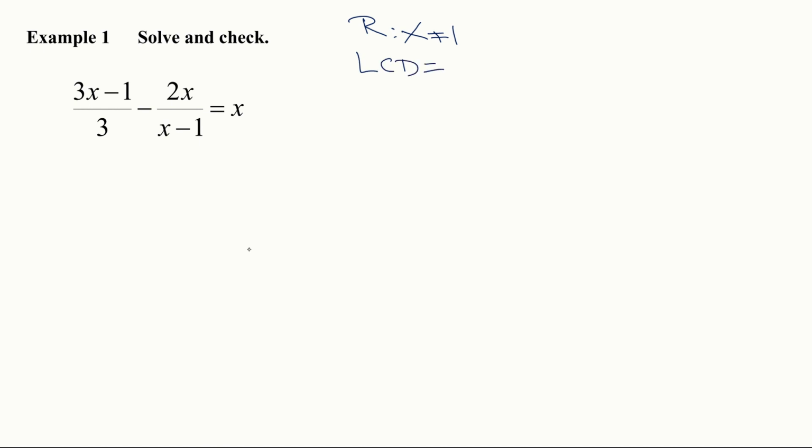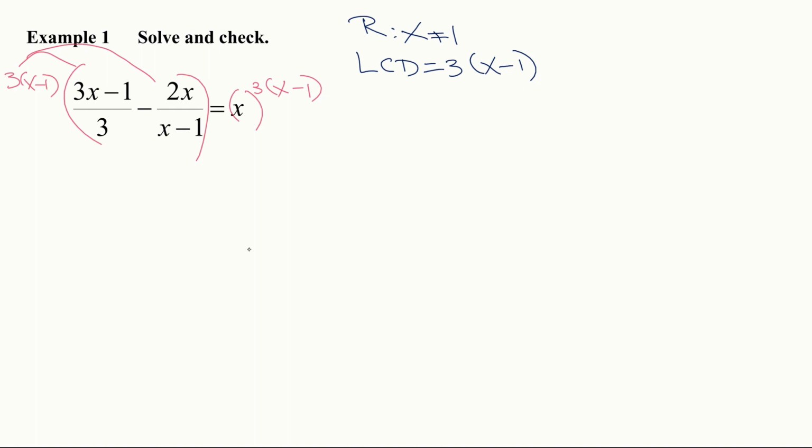Now the LCD here is also simple. It's just going to be 3 times x minus 1. So now we're going to multiply the LCD on both sides of the equation, and we make sure that we distribute. So we have 3 times x minus 1 that we're going to multiply on the left side and also on the right side. And don't forget that on the left side there are 2 terms, so we need to distribute the 3 times x minus 1.